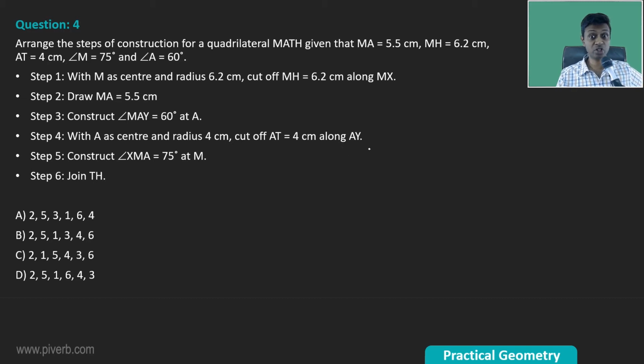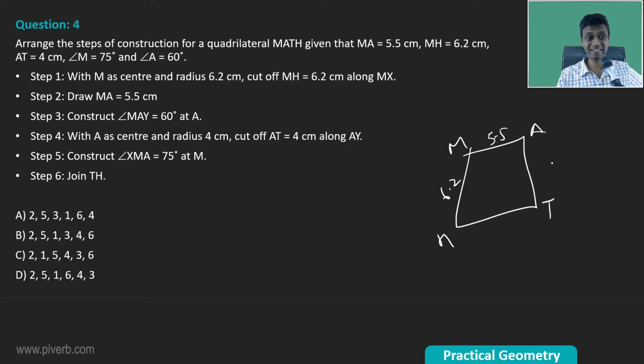Arrange the steps of construction for a quadrilateral MATH. Given MA is 5.5, MH is 6.2, AT is 4. Angle M is 75. My angle does not look like 75.